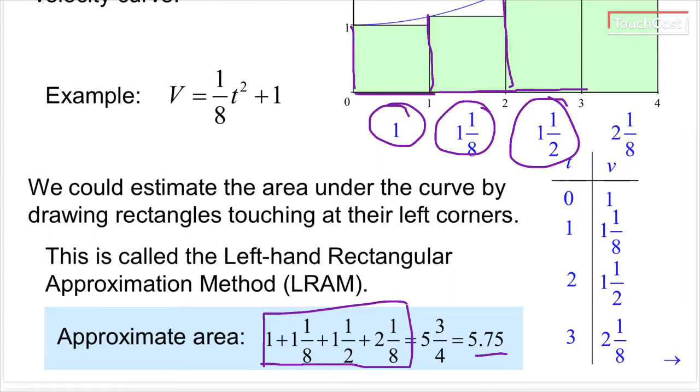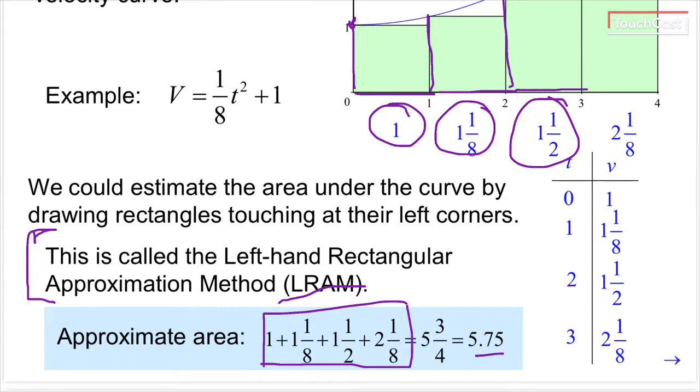I know just because of the way I've drawn the picture and walked through it so slowly that that's going to be an underestimate. I can see some blank spaces under the curve that my rectangles don't touch. But that's okay, I'm just going for an approximation. When I have the top left-hand corners of my rectangles touch the curve, we call this the left-hand rectangular approximation method, or for short, LRAM.